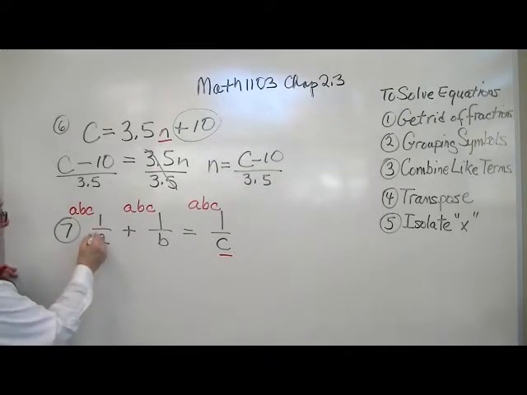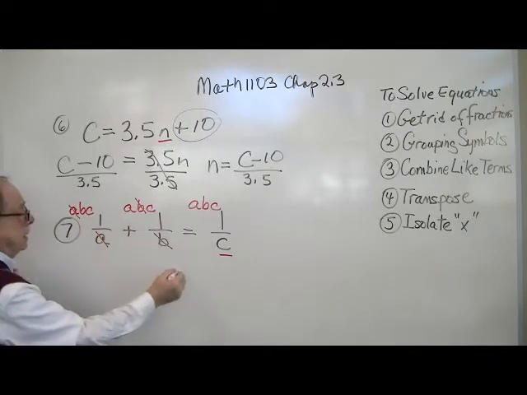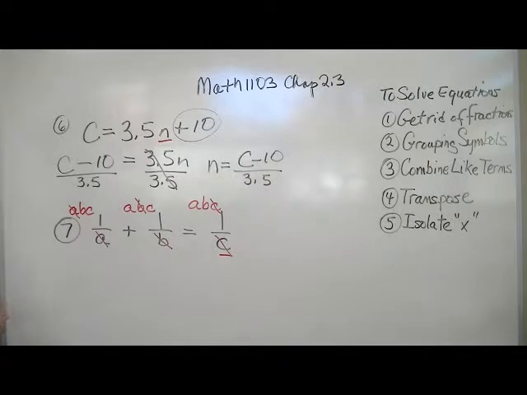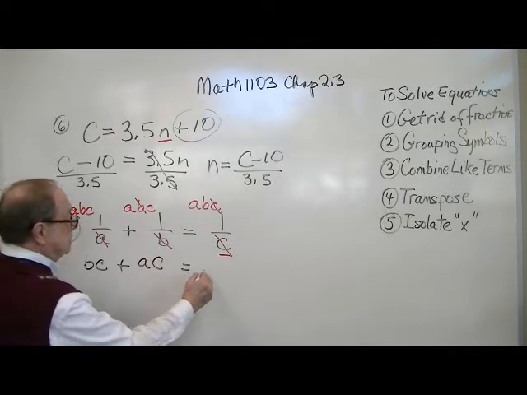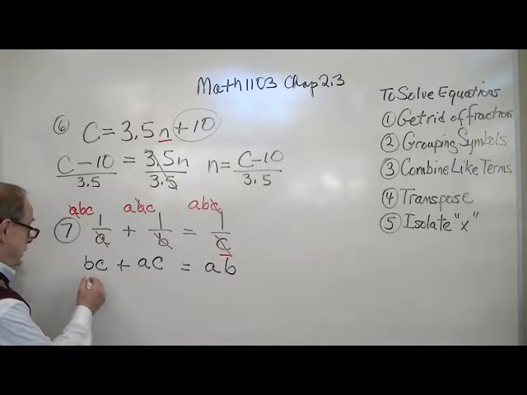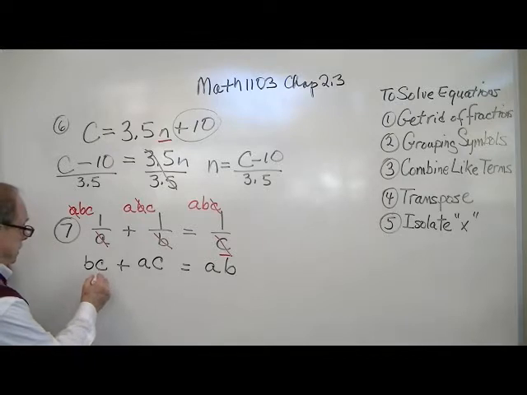So as I cancel out the A, I cancel out the B, and I cancel out the C. Now I rewrite my equation, and I get BC plus AC equals AB. And once again, I want to solve for the letter C. So let me highlight it here.